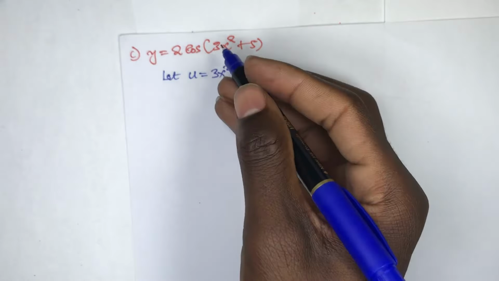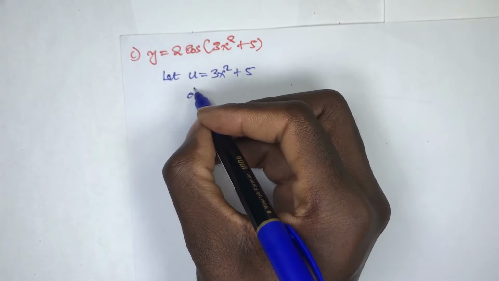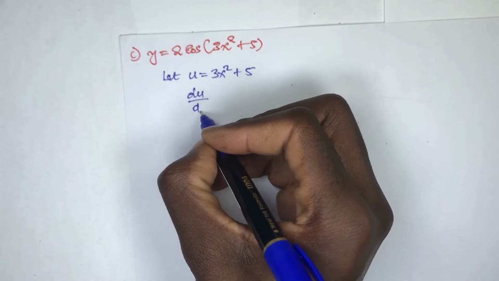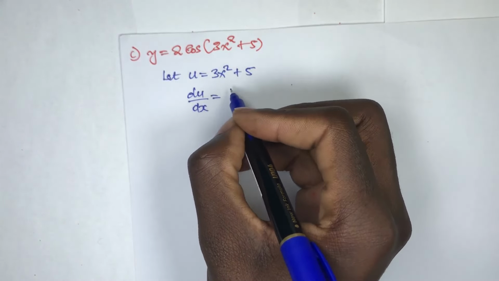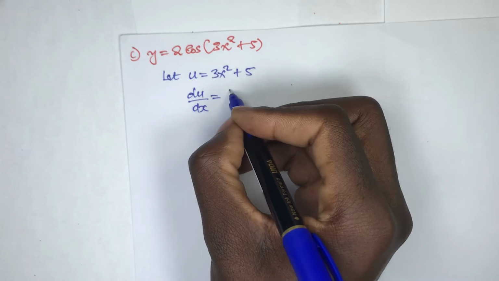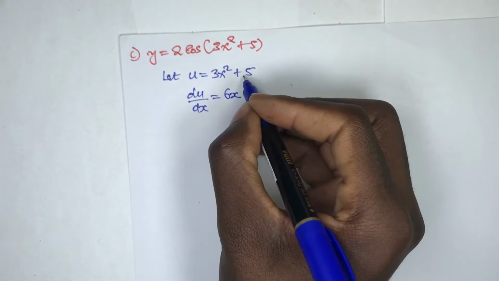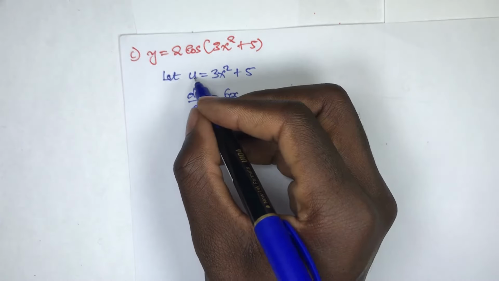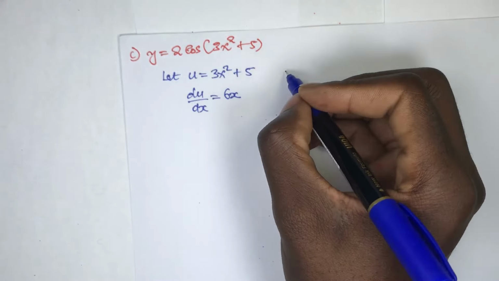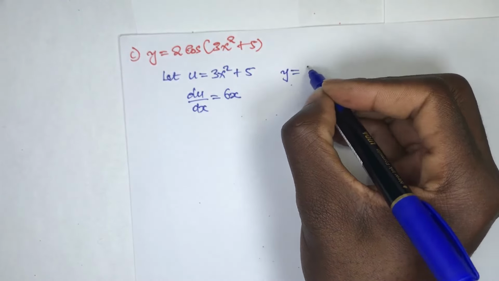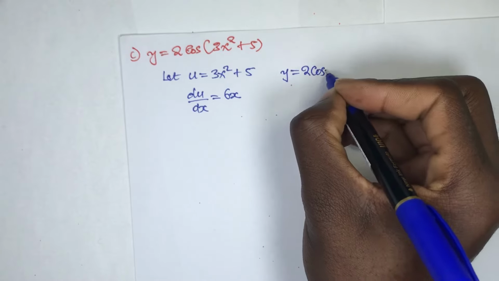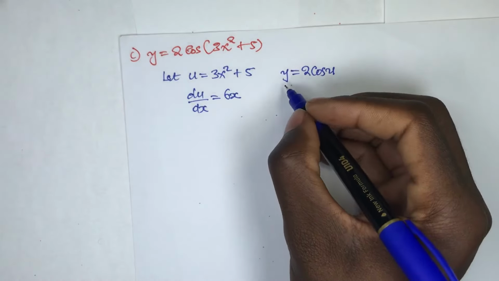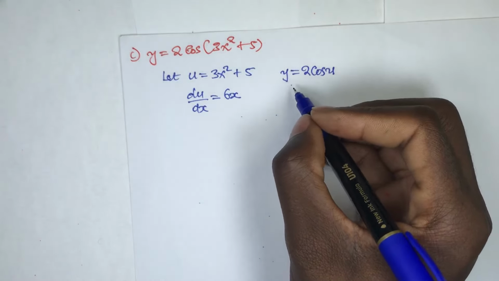So then, if this is the case, we're going to differentiate this function with respect to x. We have the derivative of this, we're going to have 6x. And when you differentiate a constant, you just get a 0. So since we said u is equal to this function, then y now becomes a new function, which is equal to 2 cos u like this. So then, we're going to differentiate this function of y with respect to u.